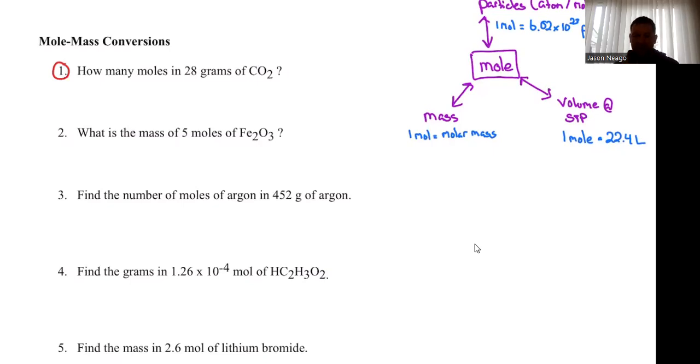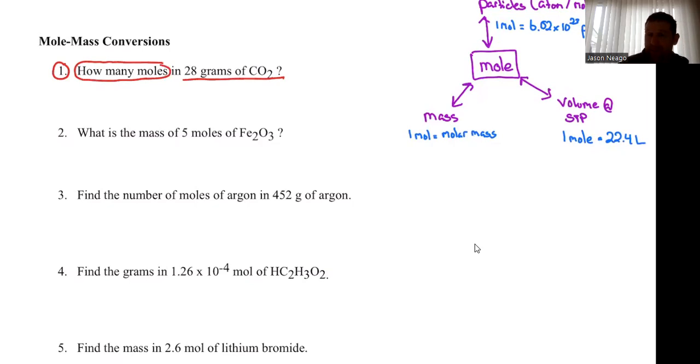In question number 1, the question is how many moles are in 28 grams of carbon dioxide, CO2? Just like I did before, we're going to underline what's given. In this case, I'm given 28 grams of CO2. And I'm going to circle what I'm being asked for. I'm asked for how many moles.